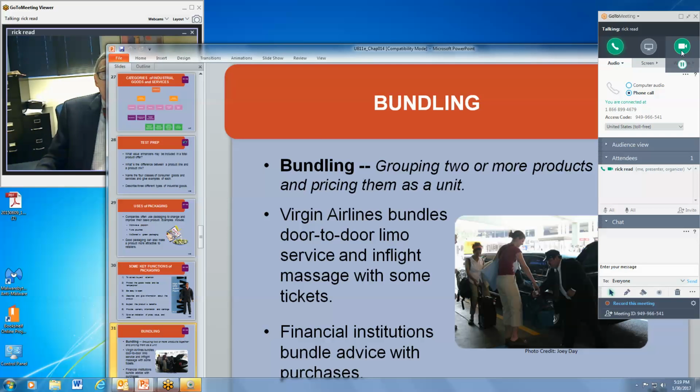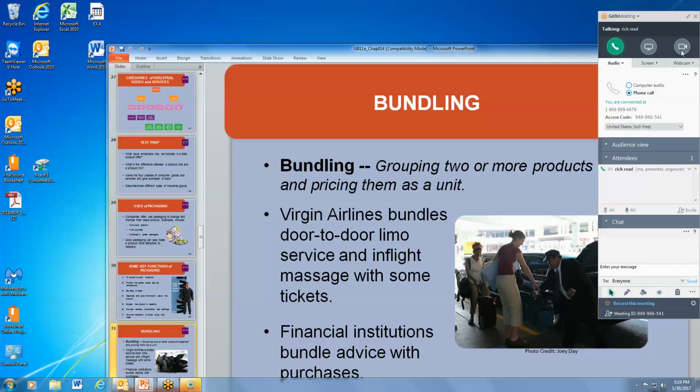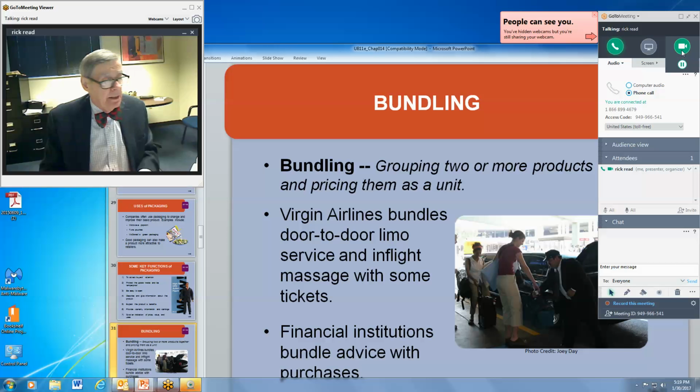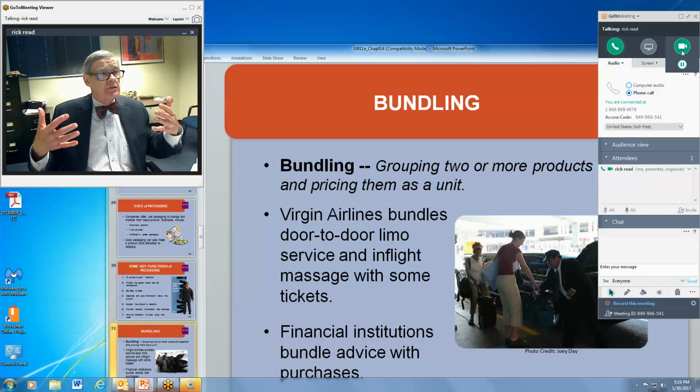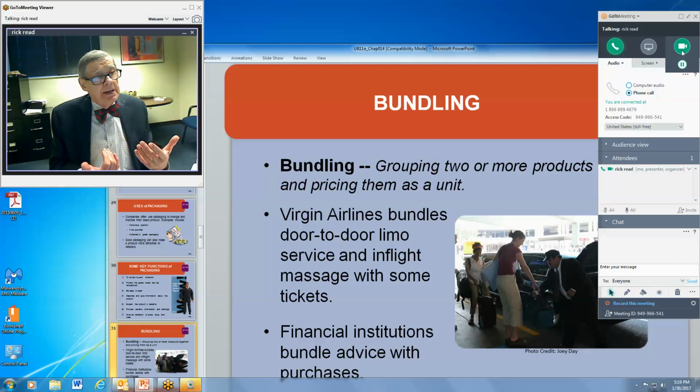Bundling is something a little bit different than branding. Bundling is putting two separate entities, if you will, and the products or services they offer, under one umbrella. They give us here the idea of what Virgin Airlines does with door-to-door service. But I would give you a bundling example in a way that many of us will be familiar with.